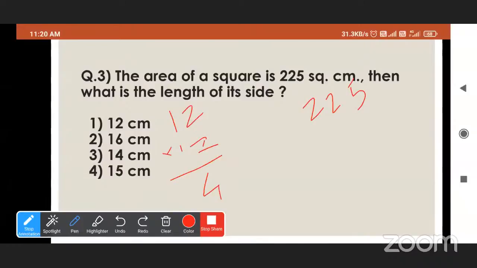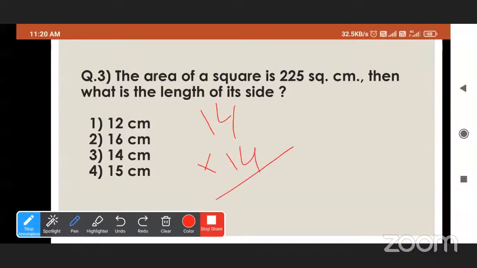If we multiply 16 by 16, the last digit is 6, so this is incorrect. This one is also incorrect. Now if we multiply 14 by 14, the last digit is 6, so this is also incorrect. If we directly tick the last option, it is correct, but we will verify it by multiplying 15 by 15.